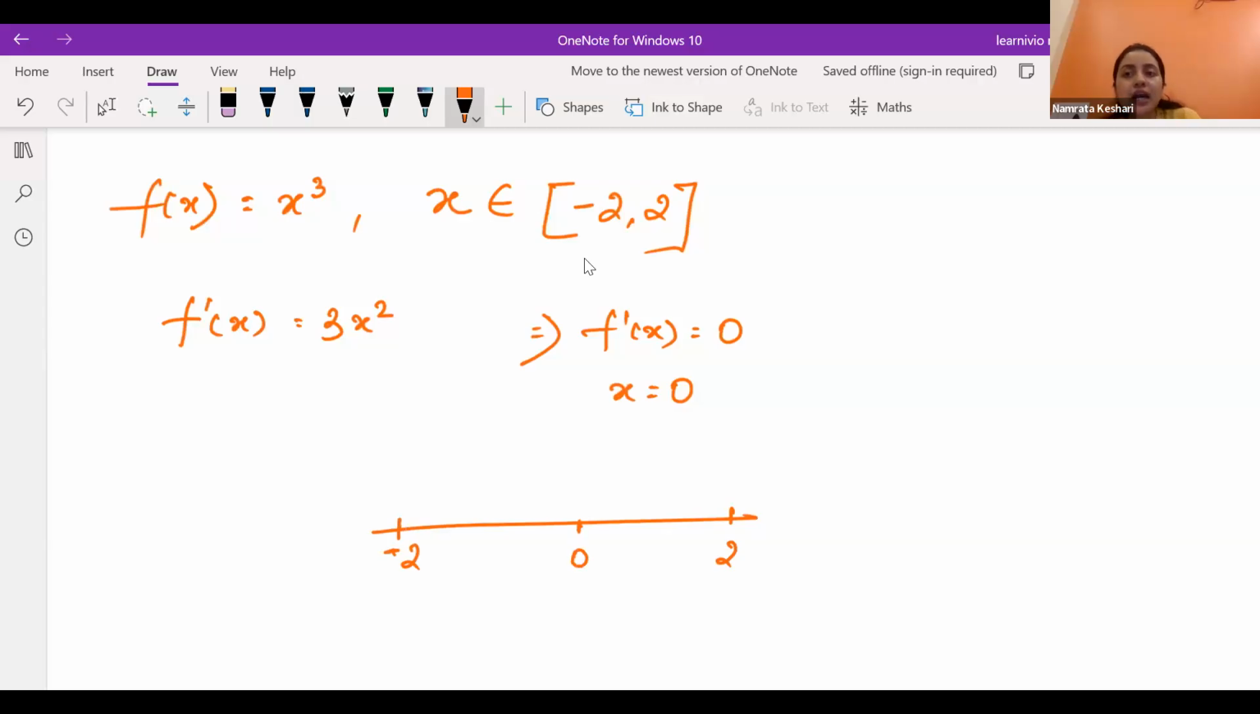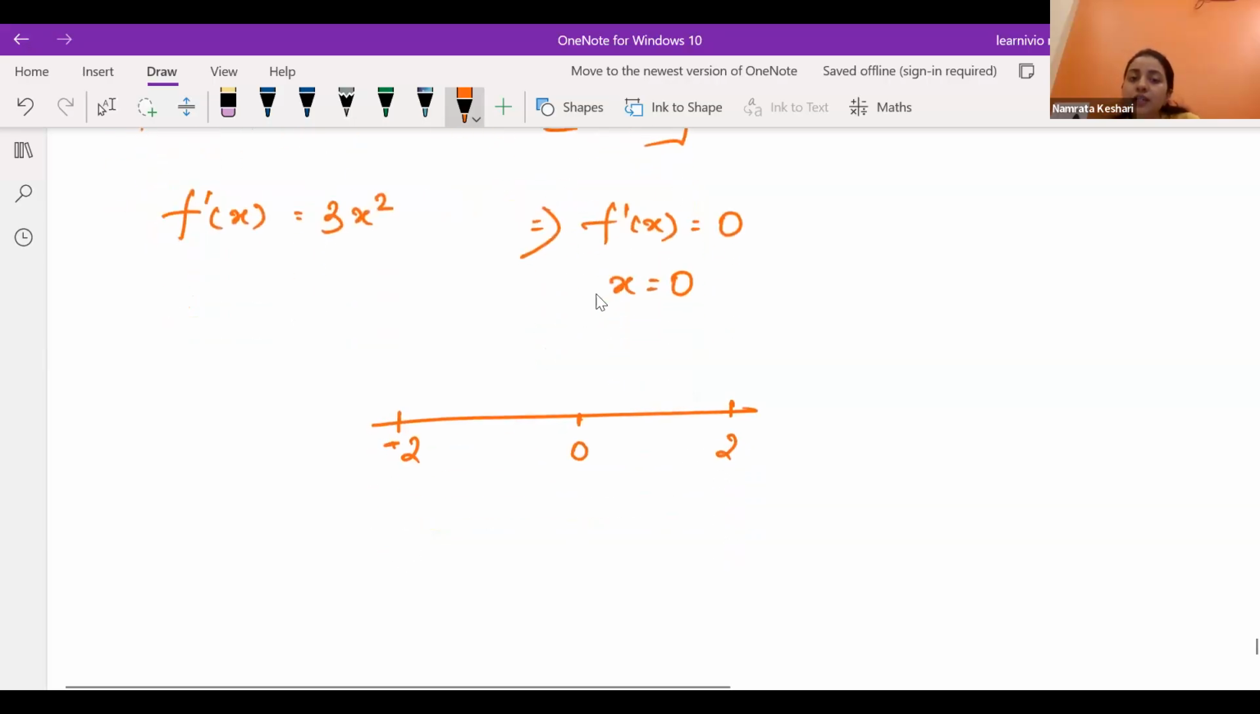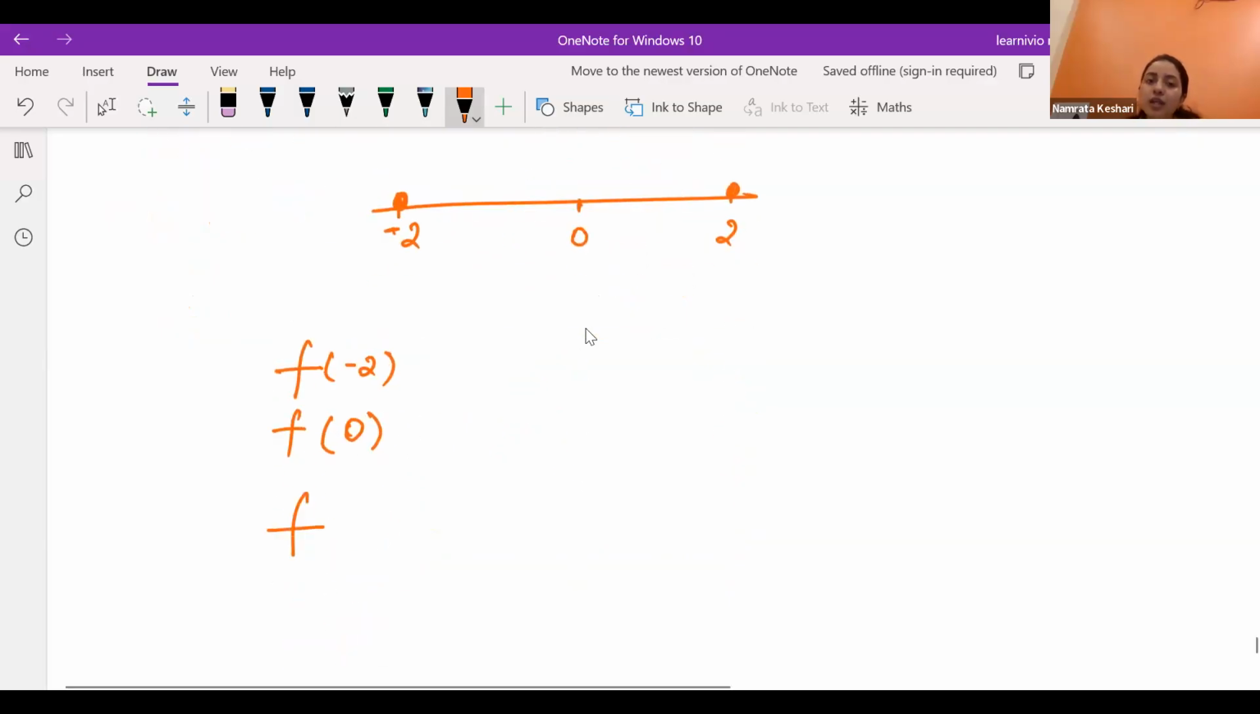Now since we have to check absolute maxima or absolute minima, we will find the value of the function at -2, the extreme end of our interval. We will find the value of the function at our critical point also, and the value at the other extreme end, and on the basis of these values we will declare whether we have maxima or minima.